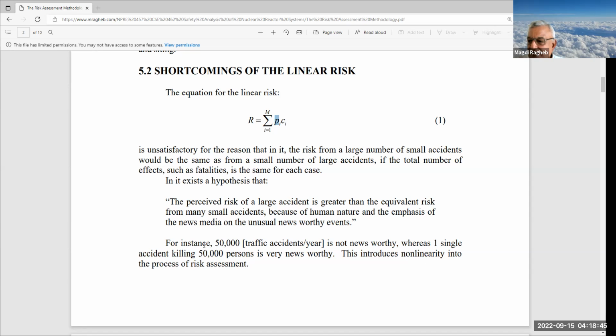I give you another example here, actually, a numerical example. If we get about 50,000 traffic accidents per year, that is true. It is not very much newsworthy. You don't read about it in the news media. That's not shown on TV, but they do occur every day. But they have a large number, so their probability is high, but their consequence is basically one single accident killing 50,000 persons would be very newsworthy. So it introduces what we call non-linearity into the process of risk assessment.